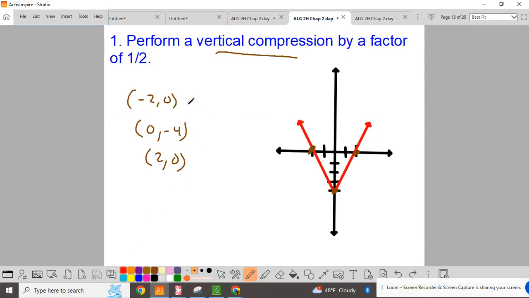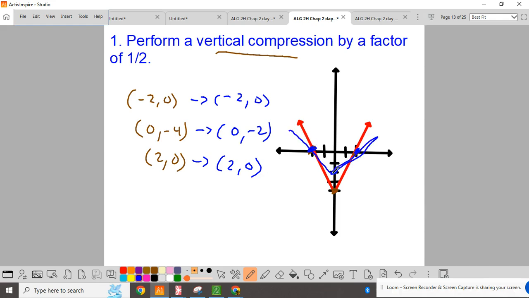So it will become now negative 2, 0 still. 0, negative 4 times half is negative 2, and 2, 0. So negative 2, 0, 0, negative 2, and 2, 0. The graph will become now something like this. Okay, and that's how the vertical compression by a scale factor of half works. Okay, and for your, hold on.